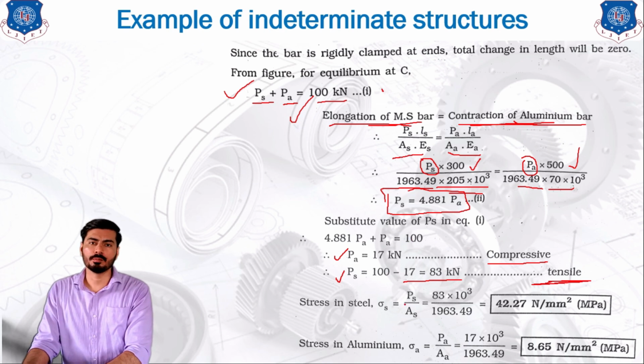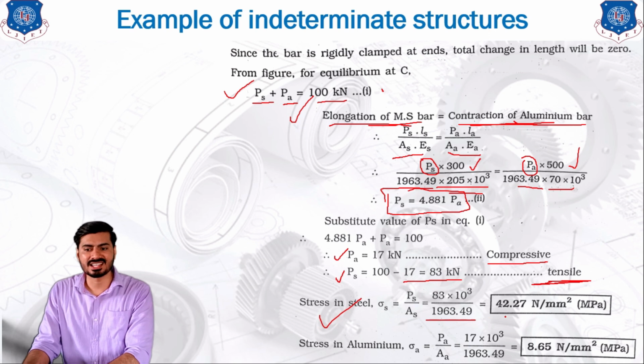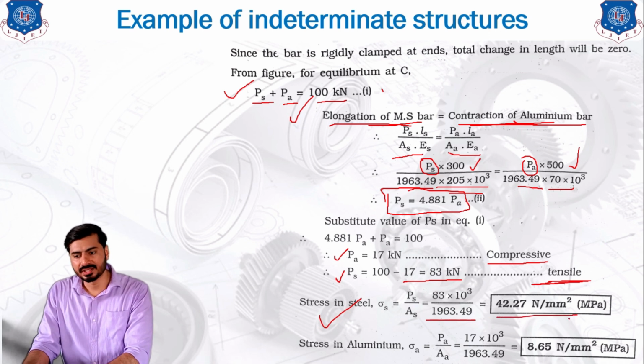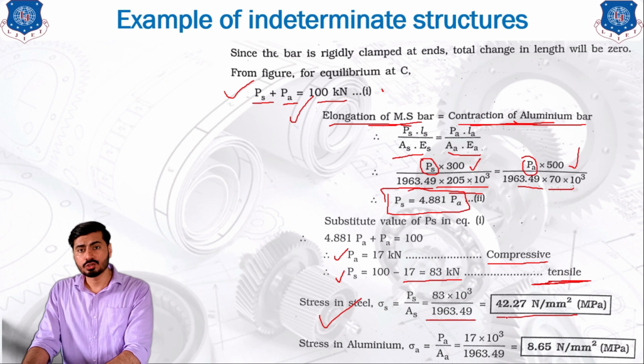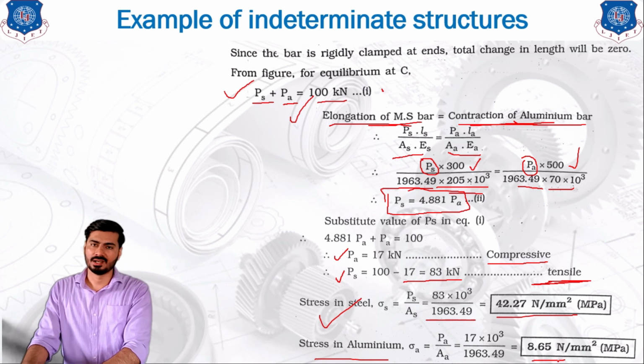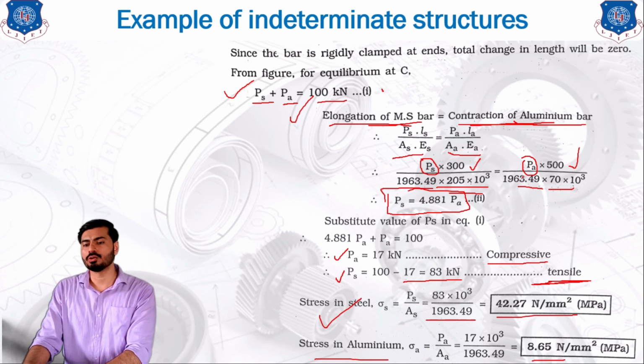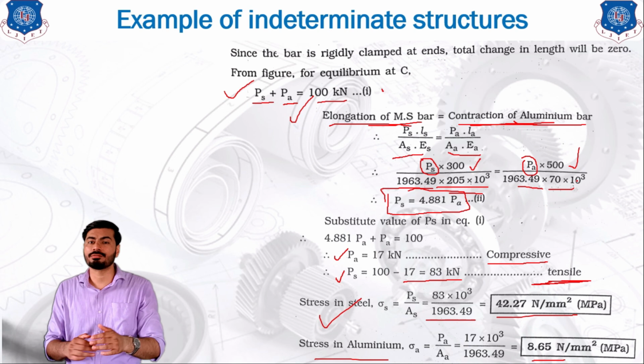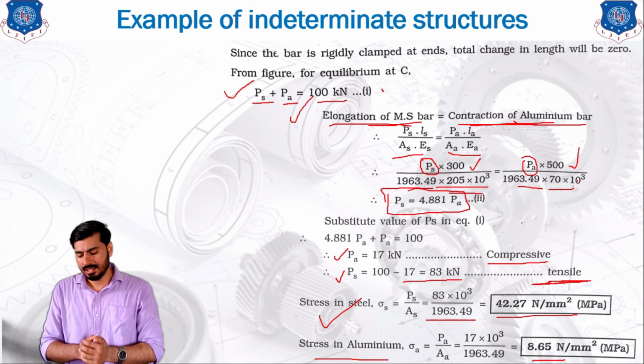If you put both these forces into the basic formula of stress, then stress is nothing but force upon area. We know the area for both the materials is the same, and calculate it, then you will get the final answer as 42.27 Newton per mm square. Similarly, you will get the answer for the aluminum material as 8.65 Newton per mm square. So this is how we are going to calculate the example of indeterminate structures.